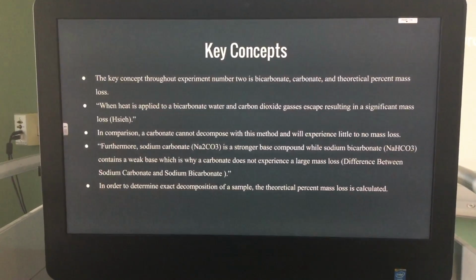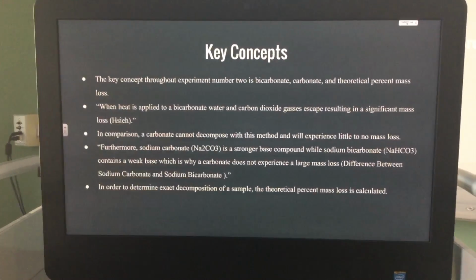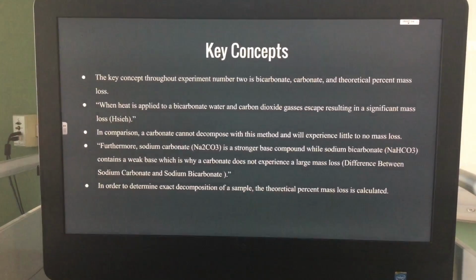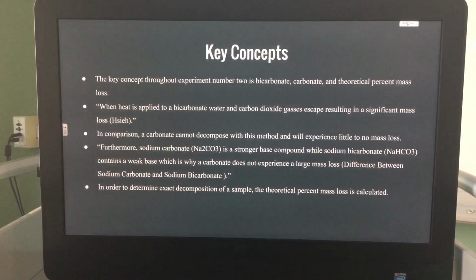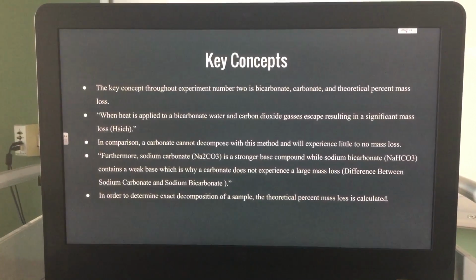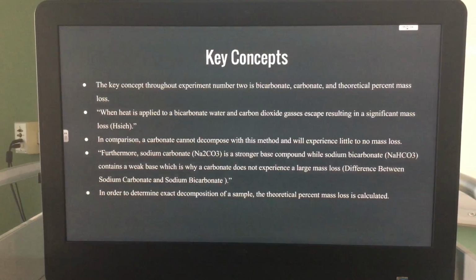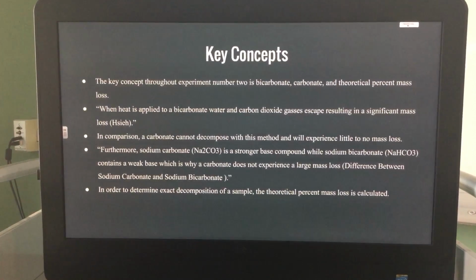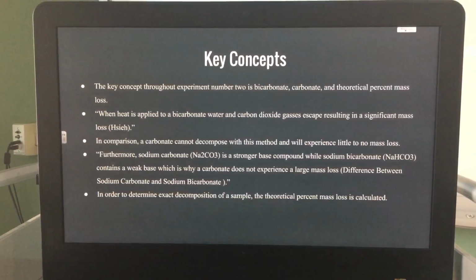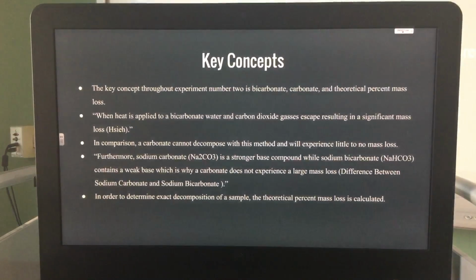The first key concept throughout Experiment 2 is bicarbonate, carbonate, and theoretical percentage mass loss. When heat is applied to a bicarbonate, water and carbon dioxide gases escape, resulting in a significant mass loss. In comparison, a carbonate cannot decompose with this method and will experience little to no mass loss.